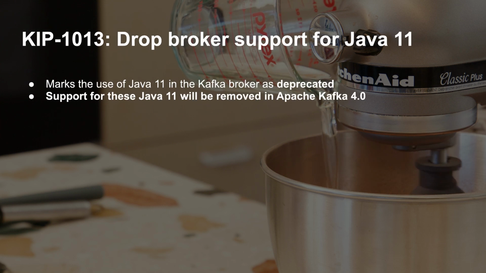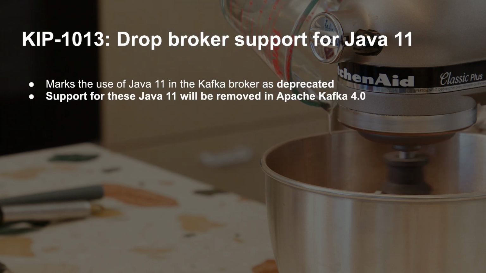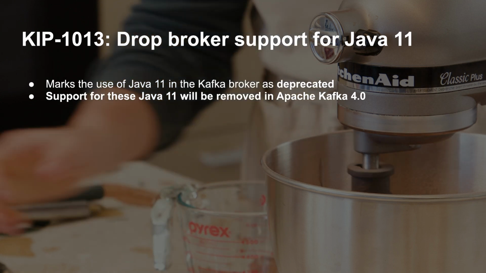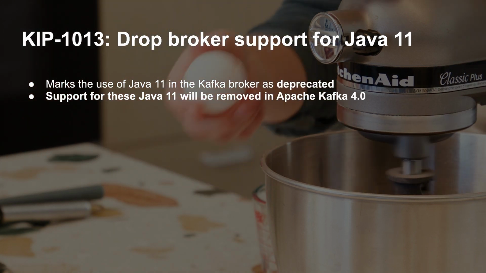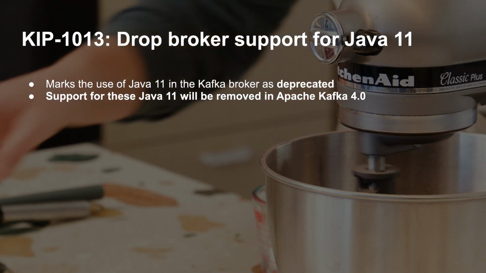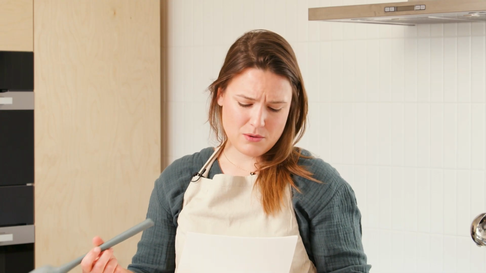Another quick but important KIP for Kafka Core is KIP 1013. In this update, Java 11 will be marked deprecated. You can expect support to be completely removed in Apache Kafka version 4.0. Right, that wasn't so bad, so let's move on.